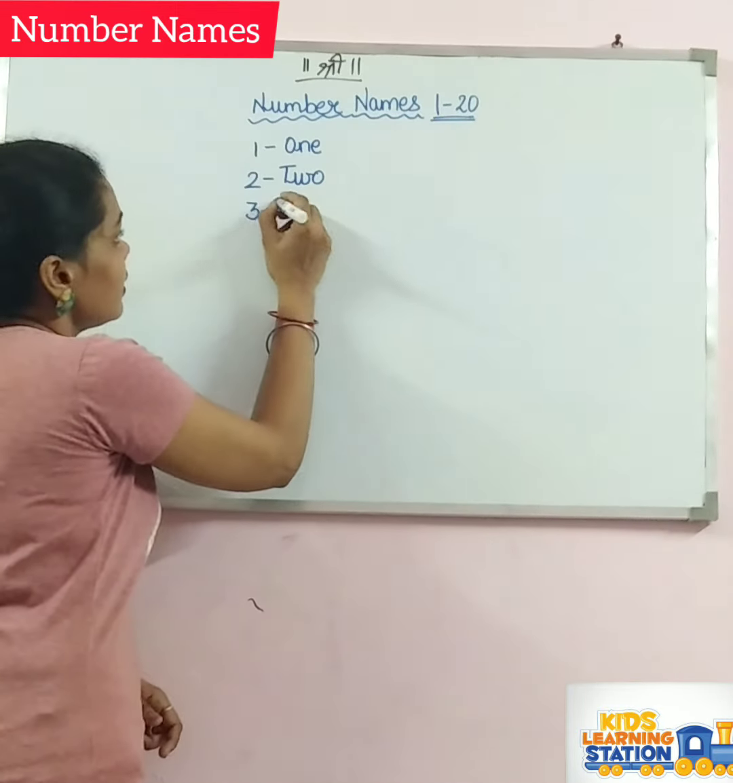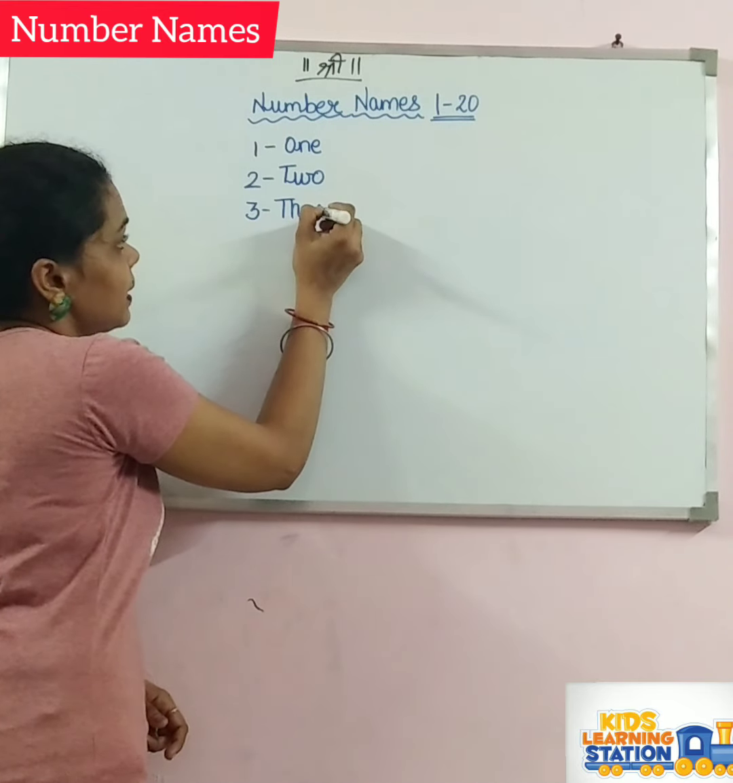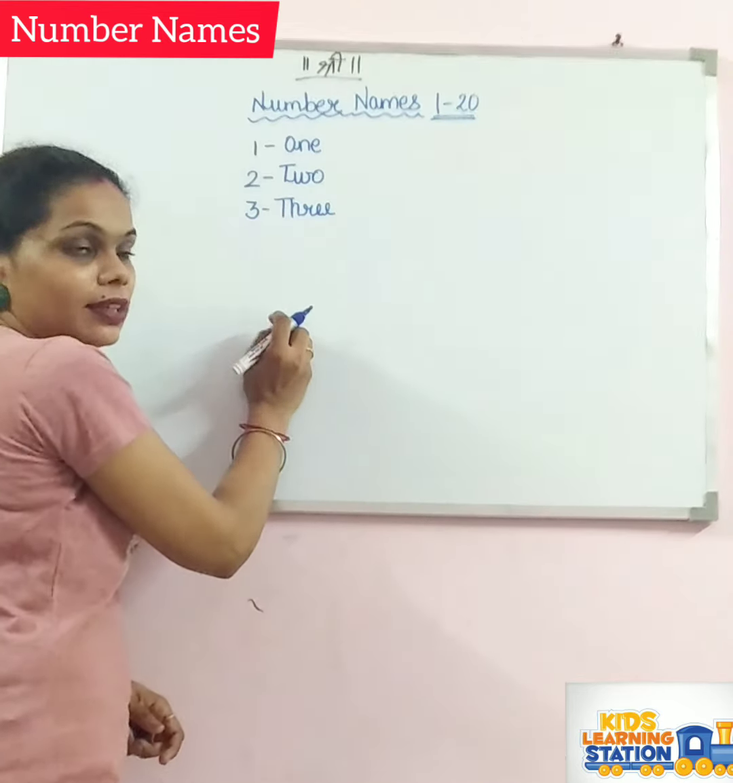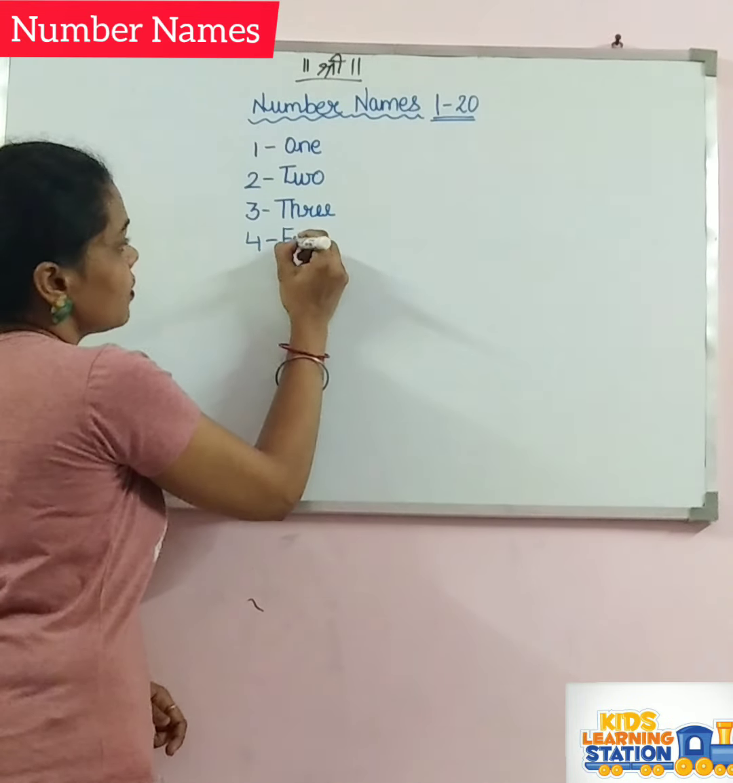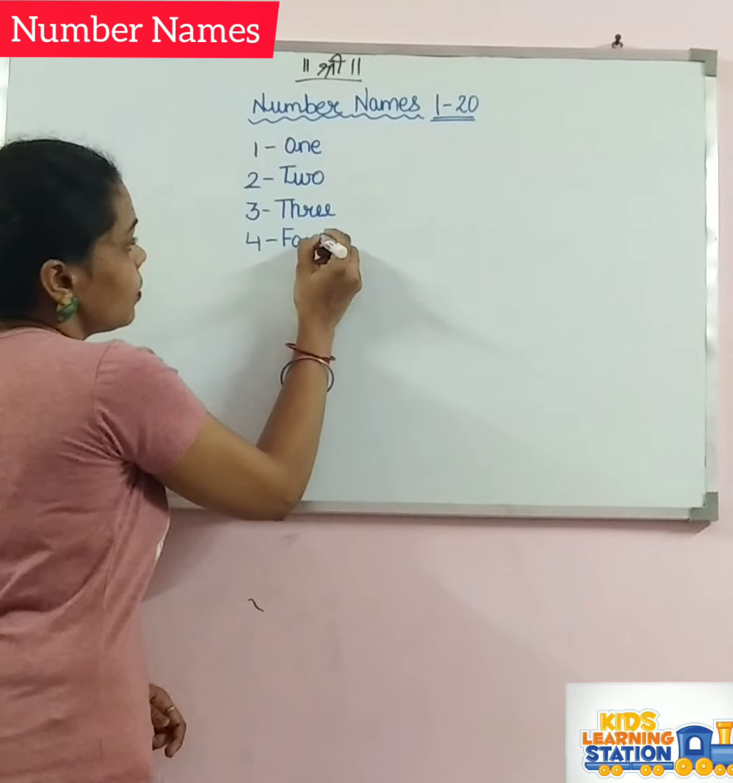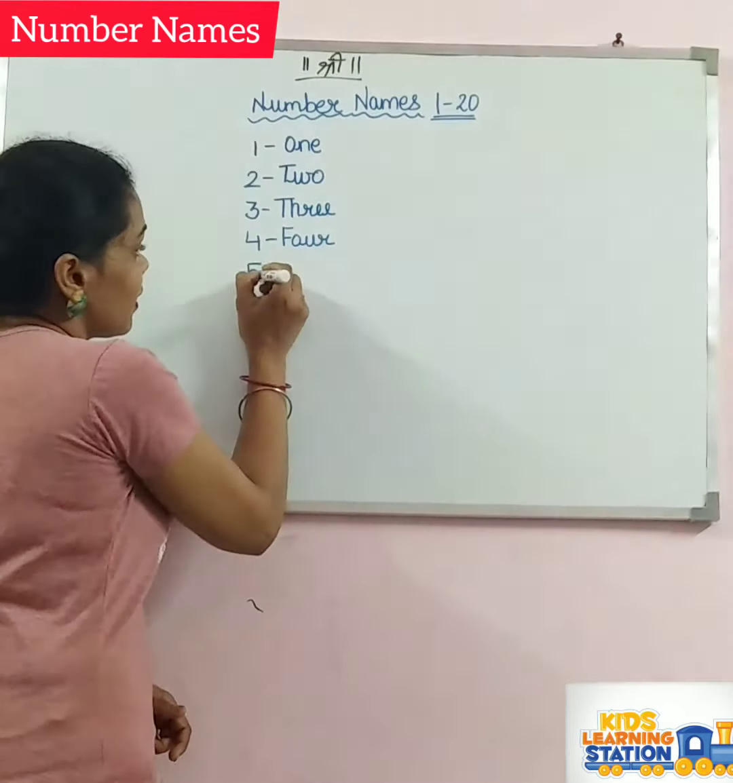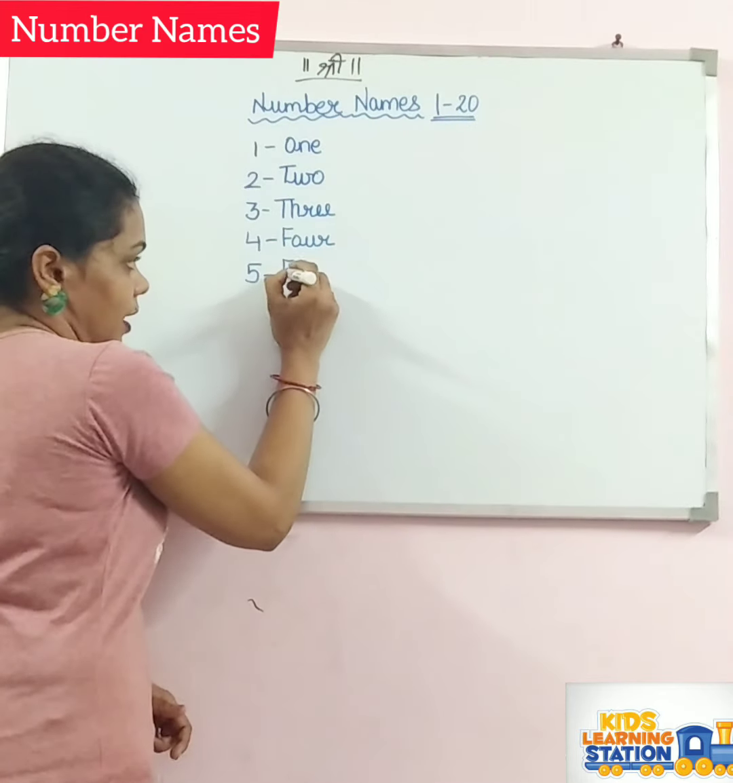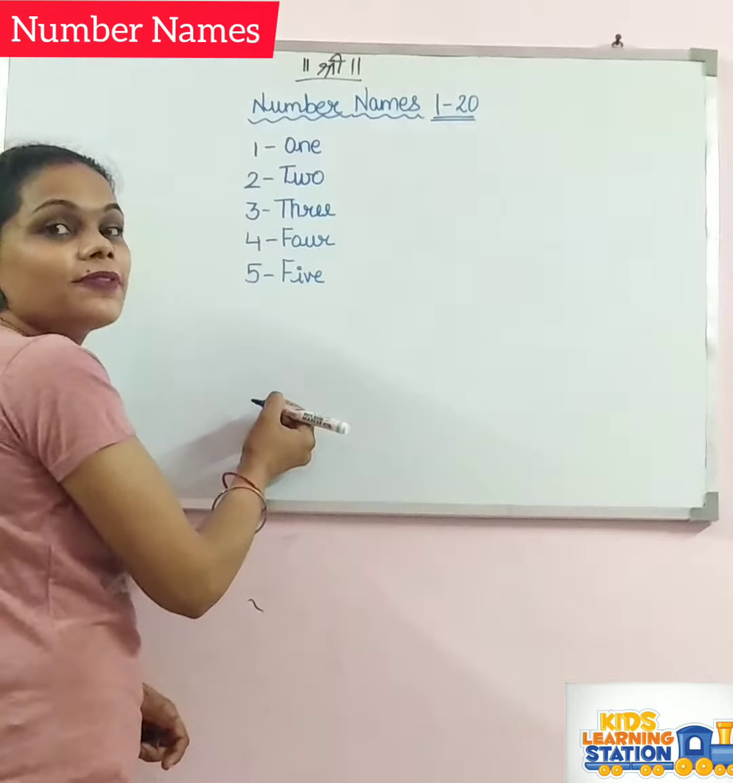3: T-H-R-double E, 3. 4: F-O-U-R, 4. 5: F-I-V-E, 5.